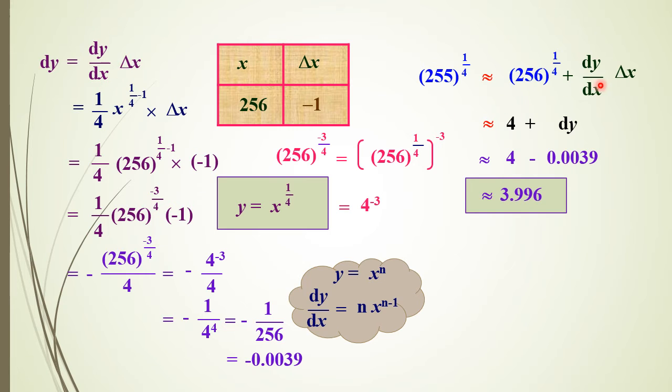Next, we already determined some values in the original term. Come back to the original term. This is our original term: 256 whole raised to 1 by 4, which is 4 to the power 4 whole raised to 1 by 4. After cancelling, just 4 will be its value. We know it very well. It is minus 0.0039 right here, and 4 minus this 0.0039 is 3.996. This is the approximate value of 255 whole raised to 1 divided by 4.